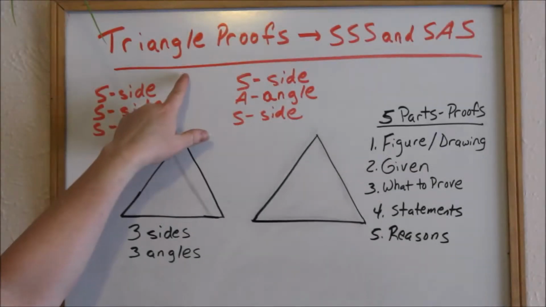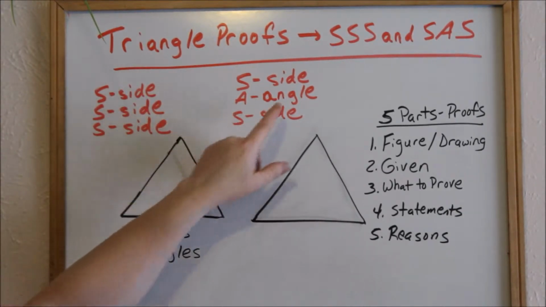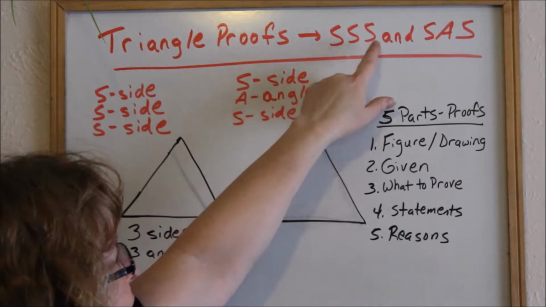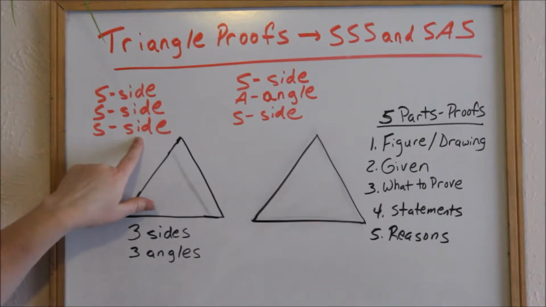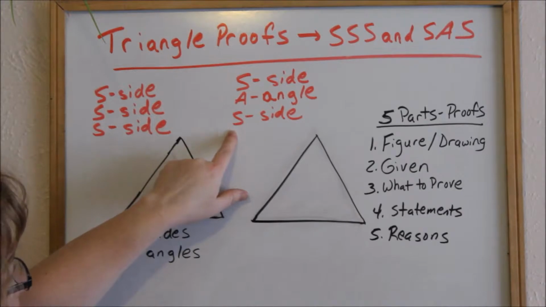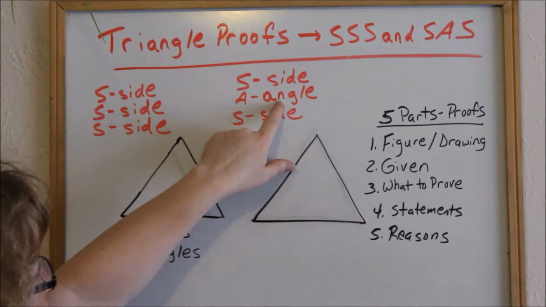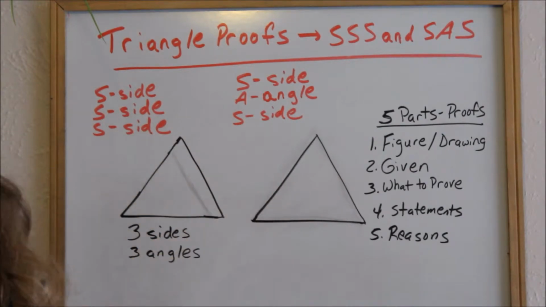Okay, we're going to be doing triangle proofs. We're going to be proving two triangles congruent using side, side, side and side, angle, side. I tell you right here, SSS means side, side, side. SAS means side, angle, side. And we will be dealing with the angle in between the two sides. I will show you as we go on.